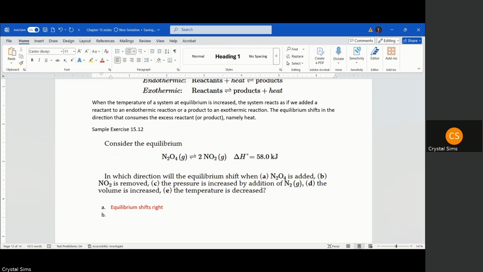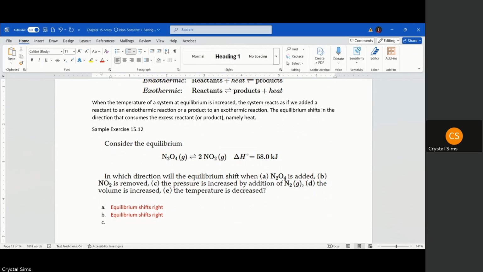So the second one says NO2 is removed. We removed some of the product. So the system adjusts to the removal of the product by shifting to the side that produces more of that product. So equilibrium is still going to shift right. So we added more reactant, we're going to use it up, equilibrium shifts right. We took away some of the product, we've got to produce more.